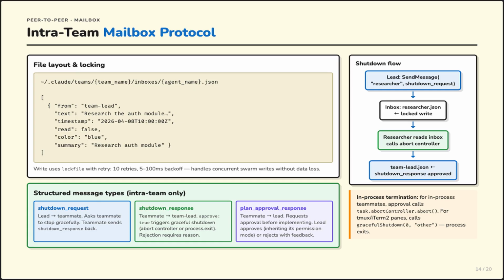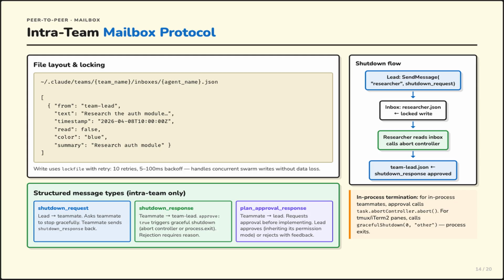The intra-team mailbox is a JSON file with file locking. Each write retries up to 10 times with exponential backoff between 5 and 100 milliseconds. This handles concurrent writes from multiple Claude processes without data loss.